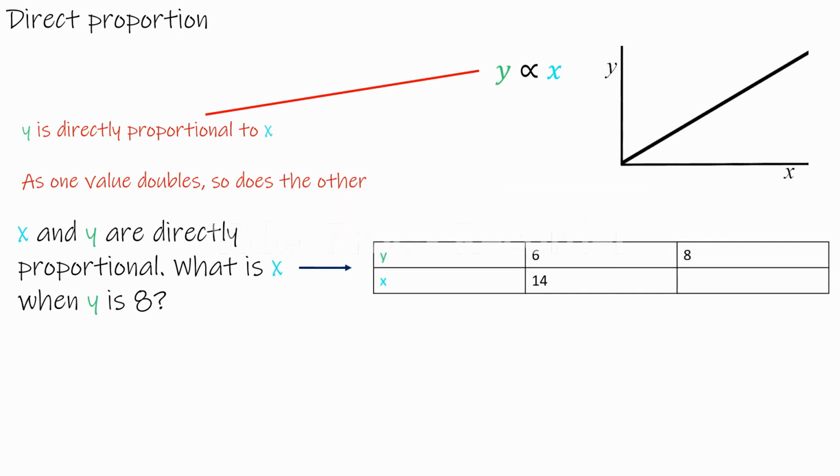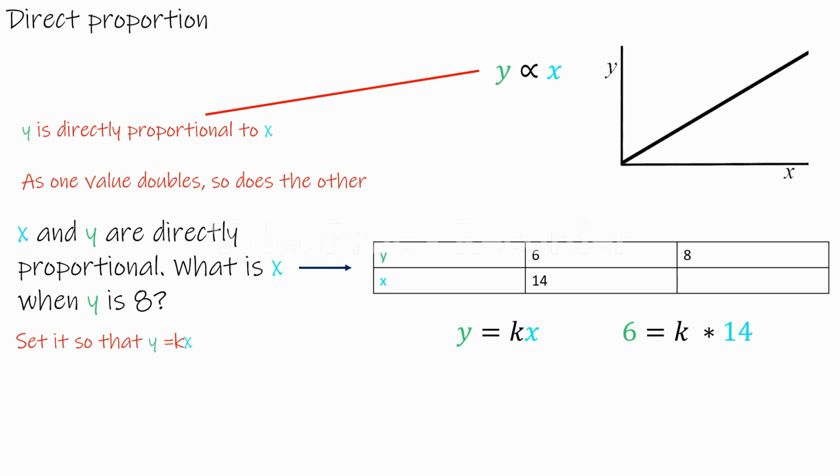So, we're told that x and y are directly proportional, and then we need to find x when y is 8. So we can see here that when y is 6, x is 14. So what is x when y is 8? Well, we need to find something called a constant of proportionality. We're going to do this by setting this out as y equals kx. So, y equals kx, therefore in this example we can say that 6 equals k times 14.